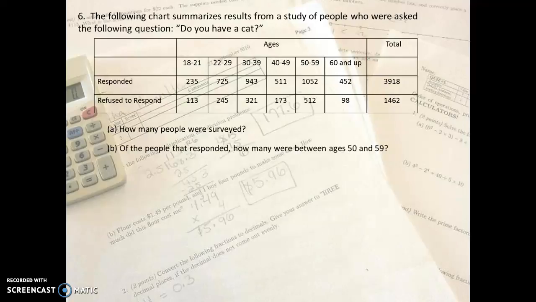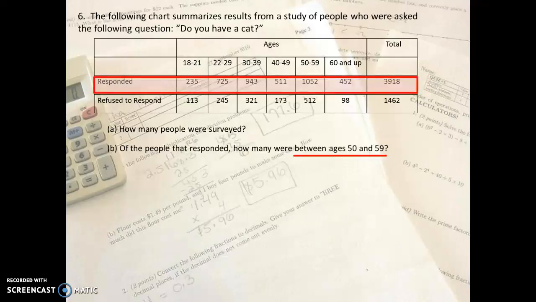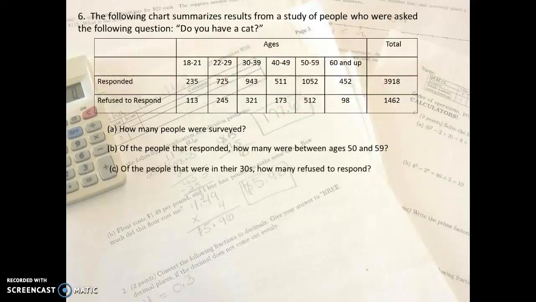Part B, okay, how many people responded between 50 and 59? This is a 2-part thing, so be careful to make sure we're focused on the right numbers. If we're talking about the people who responded, that's all those numbers. But if we're talking about between ages 50 and 59, it's those numbers. So once you have that in mind, then the answer should be staring you in the face. And if you read part C, it's really more or less the exact same question. I'll let you tackle those guys.